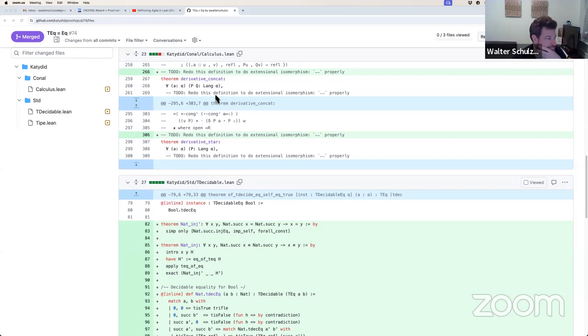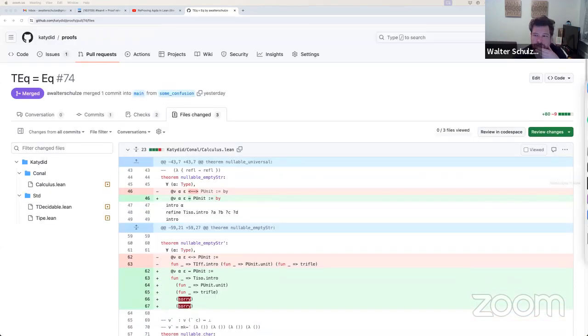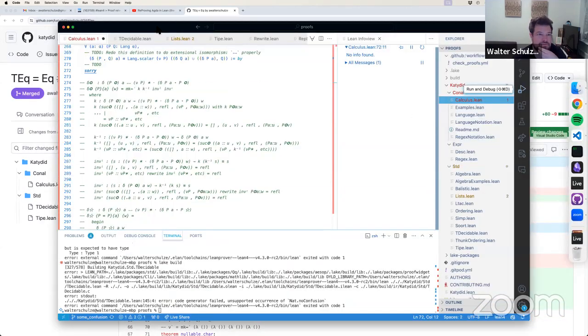Okay, all right. So yeah, last time we really got stuck into some type equality. We had this, well, I should share my screen just to give some context.